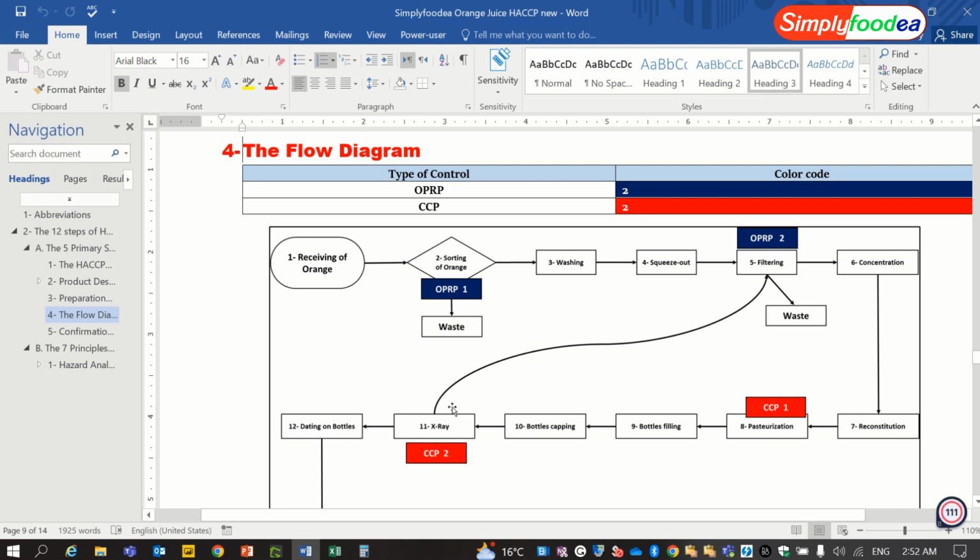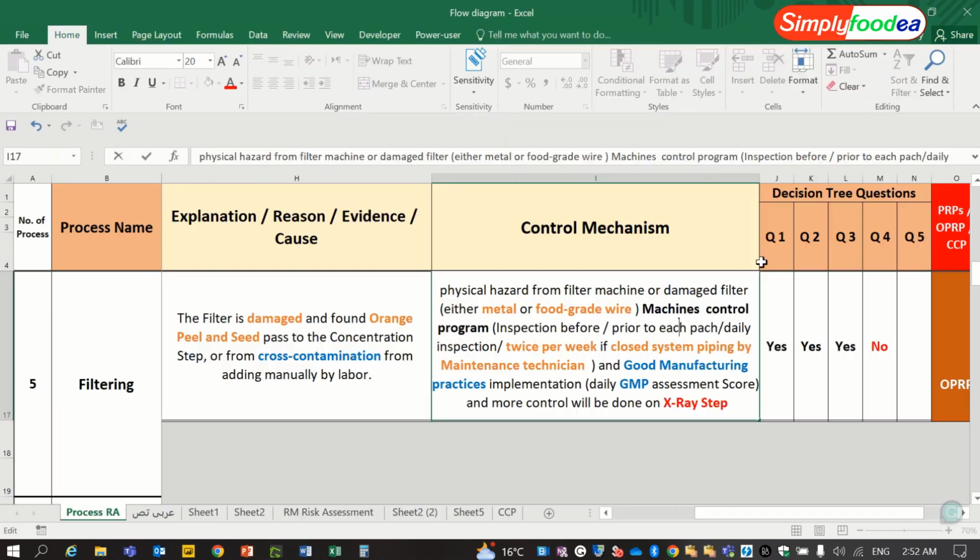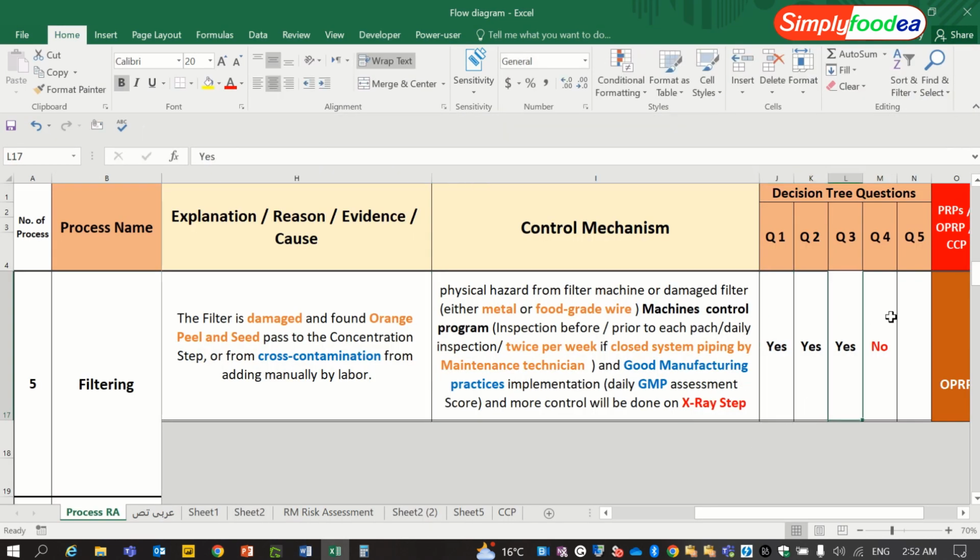So according to the decision tree, we will see in step number 11 that X-ray is a CCP. If there were no process in the upcoming steps controlling any of the physical hazards, then the filtering process would be the CCP. So the answers to the questions will be yes, yes, yes, and no.